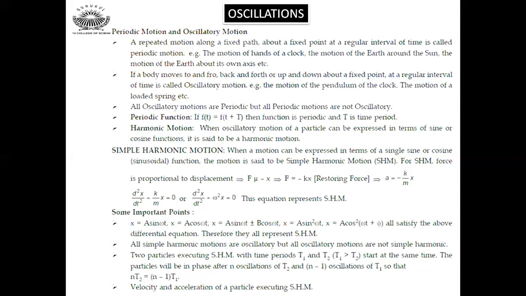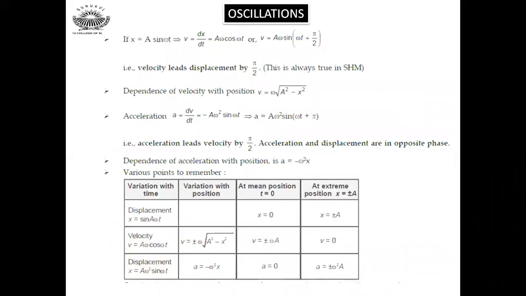Now we will discuss the velocity and acceleration of a particle executing SHM. If x is the displacement of the particle, x equals a sin omega t, then v equals dx by dt, or a omega cos omega t, or v equals a omega sin omega t plus pi by 2 is the velocity equation. I have written it in terms of sine because we come to know that displacement and velocity differ by a phase of pi by 2, and velocity leads displacement by an angle of pi by 2. So velocity is also simple harmonic in nature as it has only one sine function.